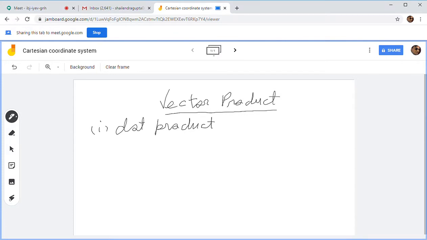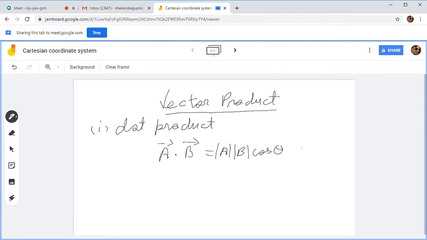Okay, so given two vectors, we can take a dot product of these two vectors. Let us say we have vector A, and we take a dot product with vector B. It gives you the magnitude of A times the magnitude of B times cos theta. Okay, and theta is what? Theta is the angle between these two vectors.